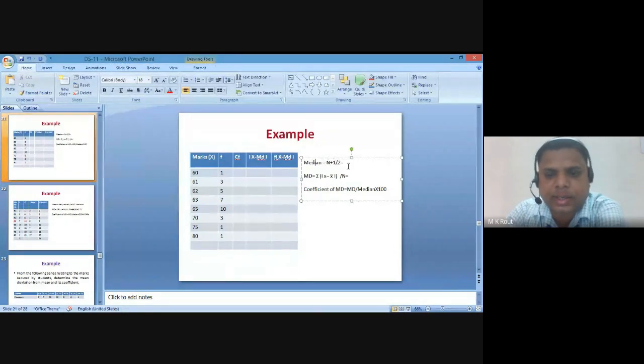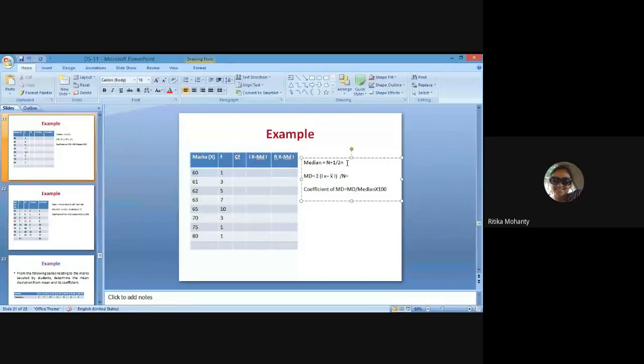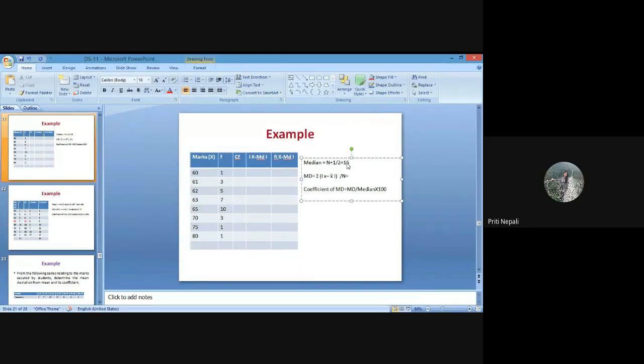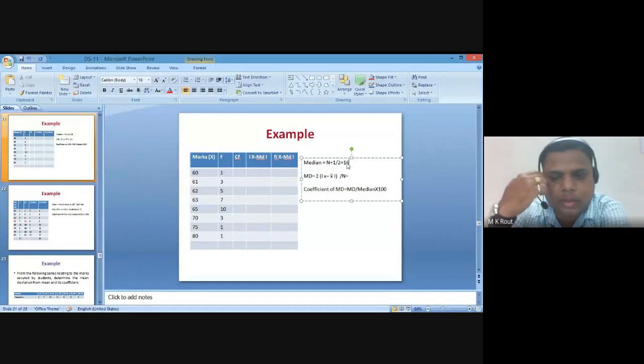Okay, in case of median, it is (n plus 1) divided by 2 items. N is the sum of frequencies, that is 31. 31 plus 1 is 32, divided by 2, that equals 16. In the cumulative frequency, 16 lies in which area? So 16 represents which value of x? Sir, 63. 16 is given as 63. That is 63. Is it clear?